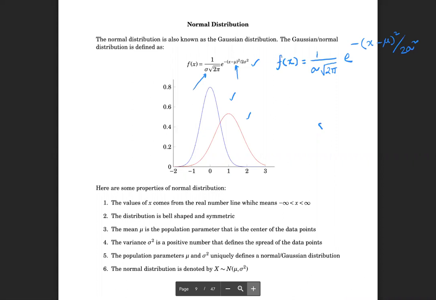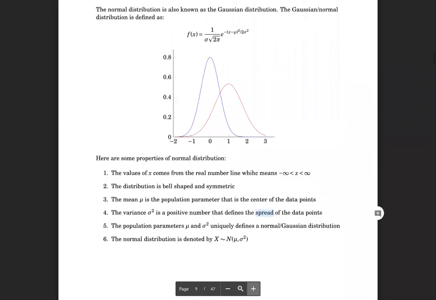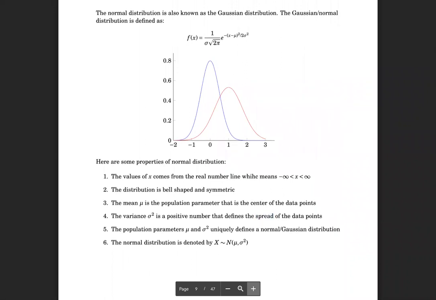Now, there are some properties of normal distribution that we're going to talk about. So let's go ahead and talk about them. Of course, we are dealing with a continuous random variable. Remember, we defined continuous random variable. Okay, so here are some properties of normal distribution.